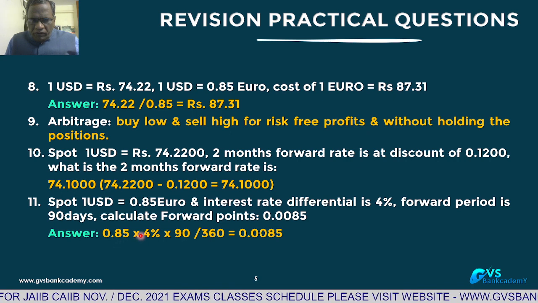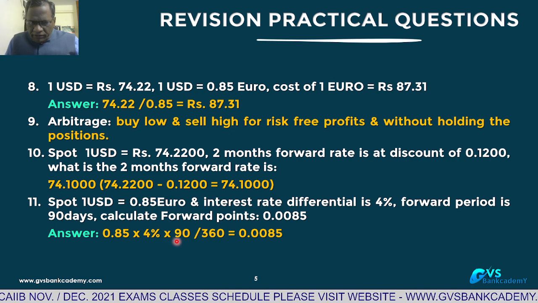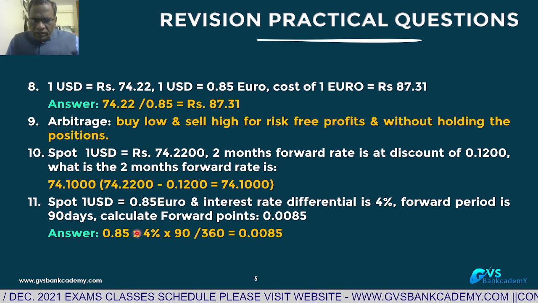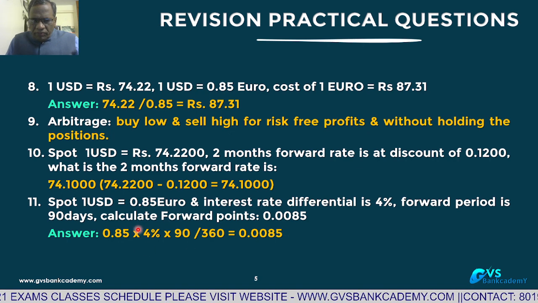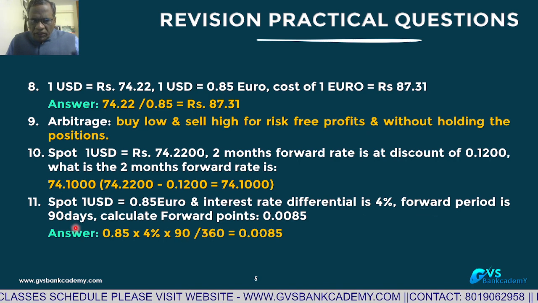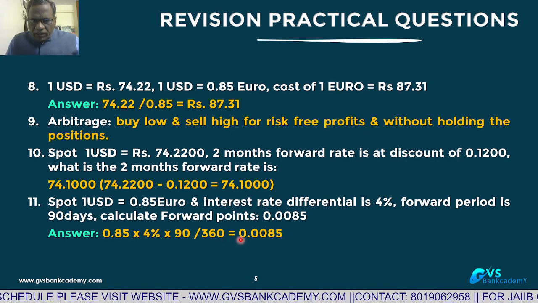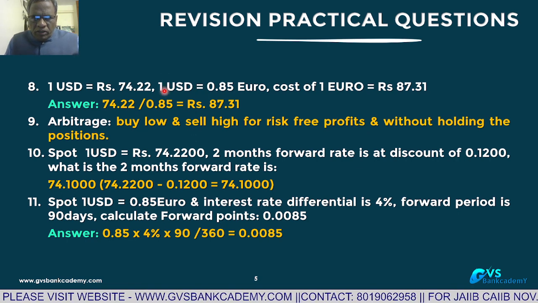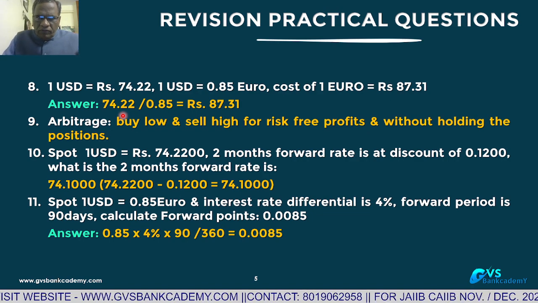Spot 0.85 into 4% interest rate differential into 90 days divided by the days in a year. On presumption basis, we are taking 360. The forward points are 0.0085. Again, 0.85 spot into 4% interest rate differential into 90 days forward period divided by 360 days in a year on presumption basis. Forward points are 0.0085. So almost each model question we have discussed about the forex.